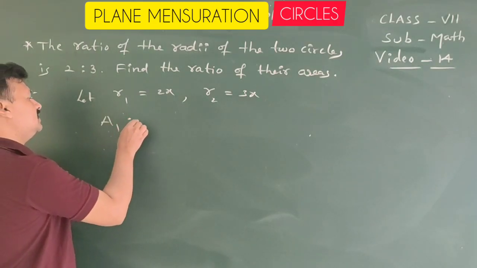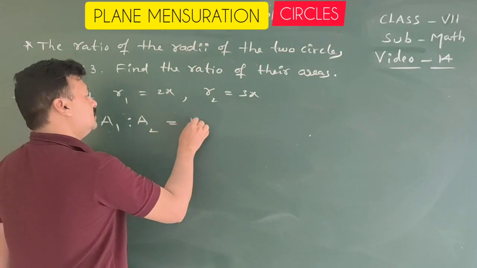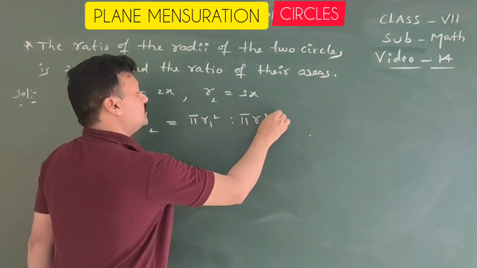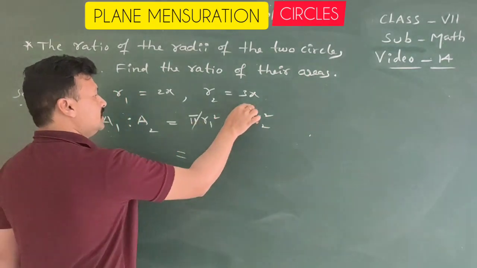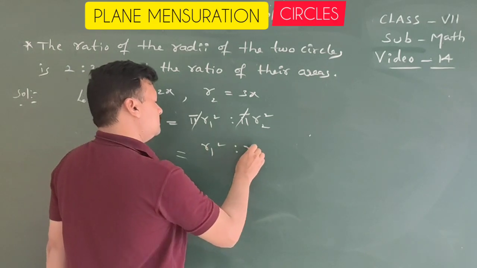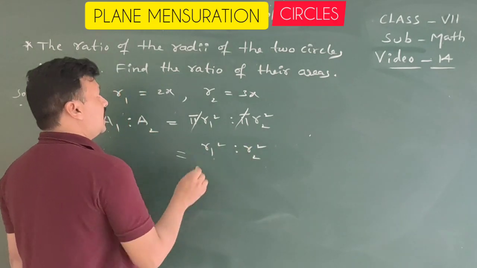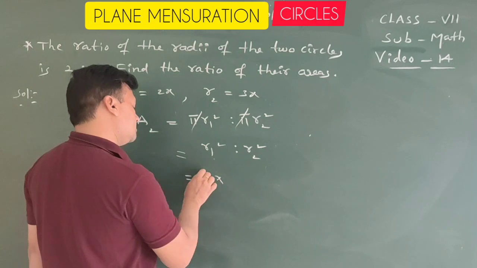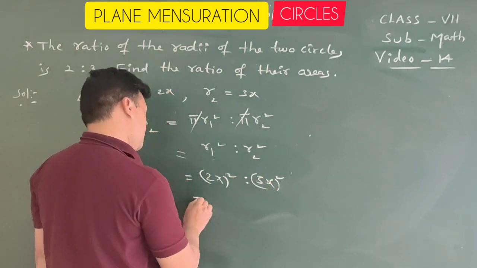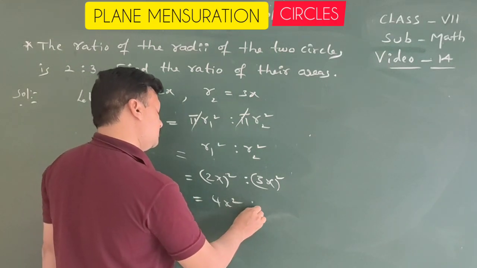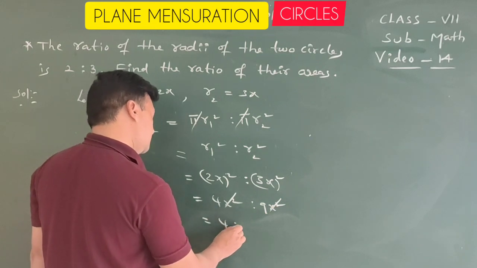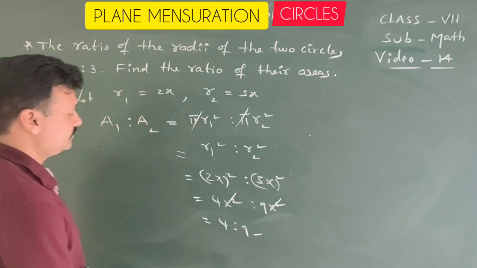Now, area 1 is to area 2. Pi R1 square is to pi R2 square. There is the ratio, that's why pi gets cancelled. R1 square is to R2 square. R1 is 2x whole square is to 3x whole square. So 4x square is to 9x square. x square gets cancelled. 4 is to 9.